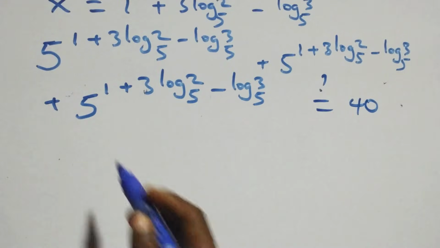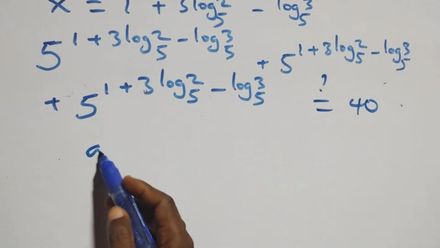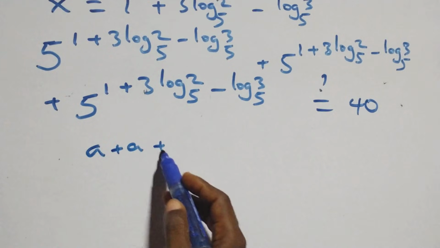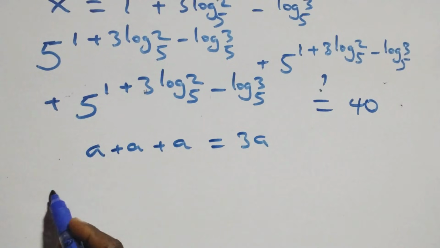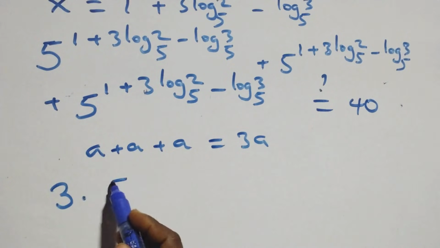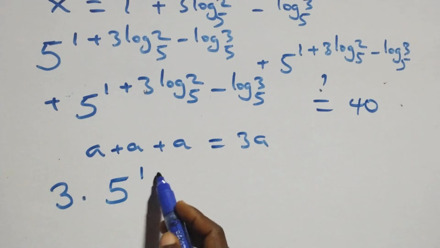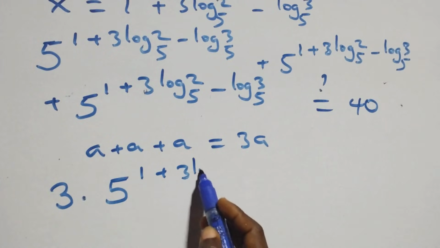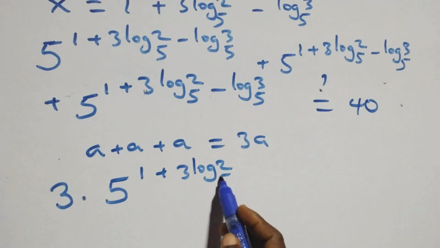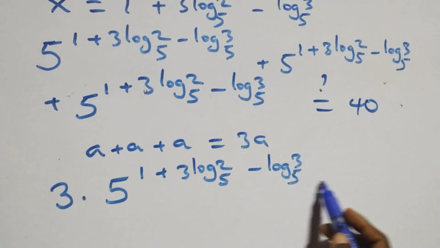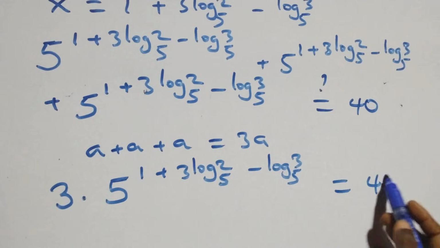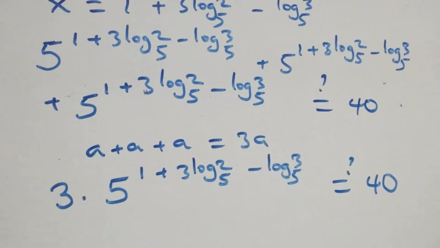Then here we have the same thing together 3 times. When we have a plus a plus a, this is the same thing as 3 times a. So this a we can write as 3 times 5 raised to power 1 plus 3 log 2 base 5 minus log 3 base 5 equals to 40 on this side.